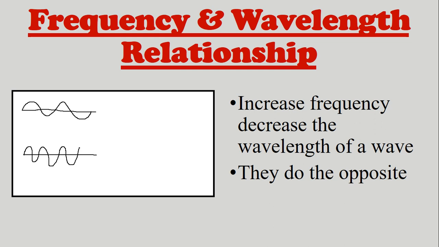That's 2, that's 3, that's 4. The distance between one crest to another crest got smaller from the original wave. That's because these two do the opposite. So if you decrease your wavelength, you increase your frequency. Same thing works. If you increase your wavelength, you decrease your frequency. They are opposite relationships.